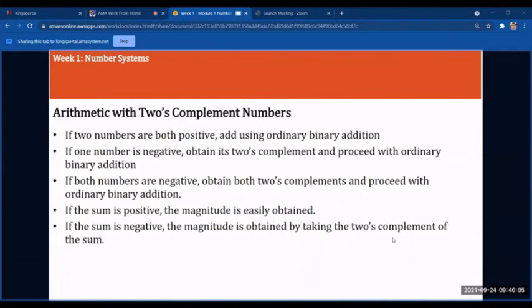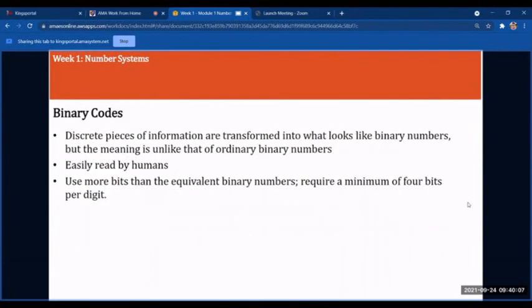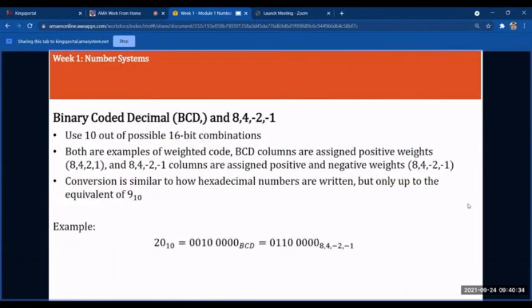Binary codes: discrete pieces of information are transformed into what looks like binary numbers, but the meaning is unlike that of binary numbers. These are easily read by humans, use more bits than the equivalent binary numbers, and require a minimum of 4 bits per digit. Okay? So this is what we read in groups of four, like 1011. We read four bits at a time.